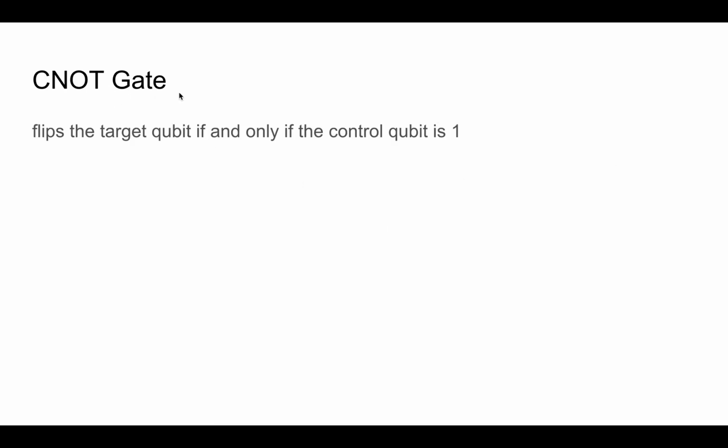Now we'll talk about the CNOT gate. The CNOT gate flips the target qubit if and only if the control qubit is 1. So we have the target qubit and the control qubit, and it only flips the target qubit if and only if the control qubit is 1.